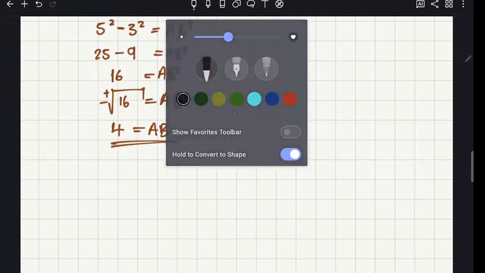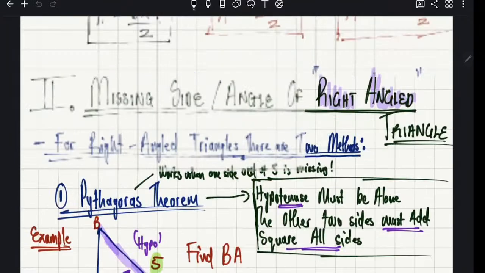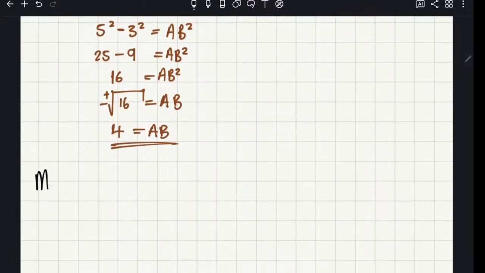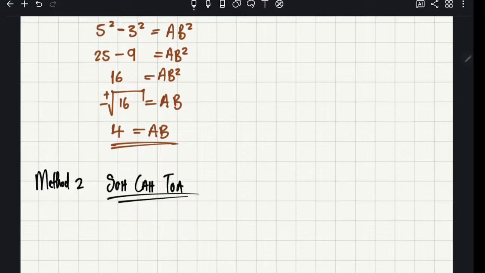Good. Now, the second method which you can use, method number 2, here we said there are 2 methods. This is my 1. Then method 2 is called SOHCAHTOA. This is method 2. You use it when you have a right angled triangle. And you use it if the Pythagoras theorem does not work.